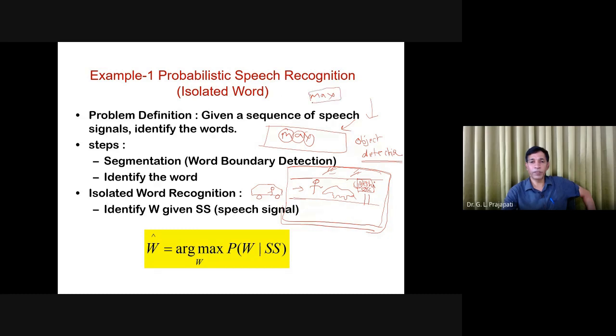If you are doing speech recognition, then you have some particular words. This is one word, this is another word, so you have the word boundary. You can isolate the words. So this is one task. If you do that, then the next task is word recognition.